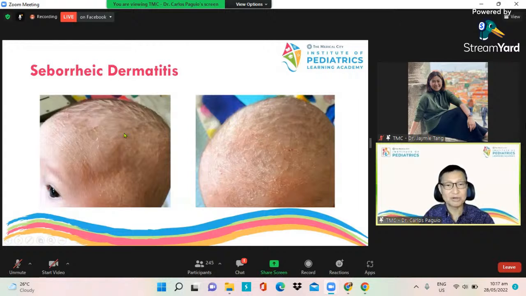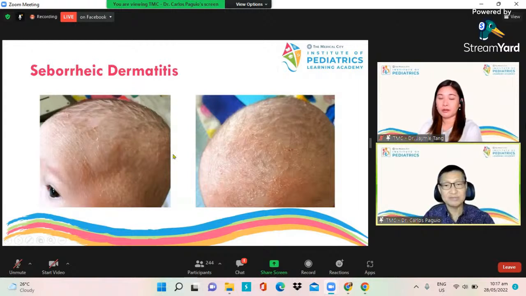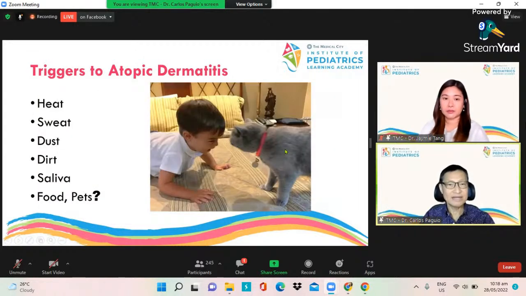Seborrheic dermatitis comes out much earlier in life, around 1 month of age, 2 weeks of age. Lumalabas na po itong sebderm versus atopic dermatitis that comes out a little later, 3 months. And atopic dermatitis is redder and more itchy. So yun po ang diferensya ng dalawa. Okay?